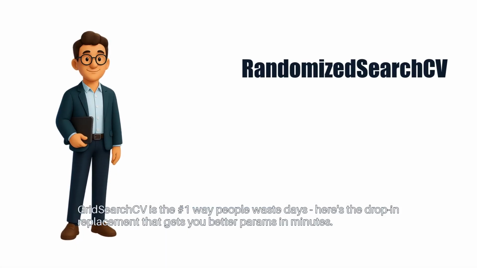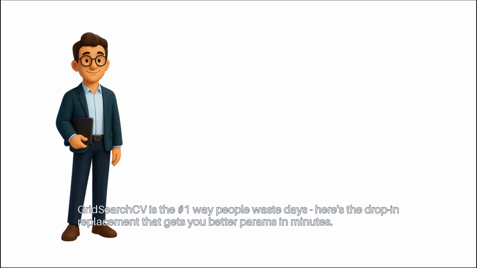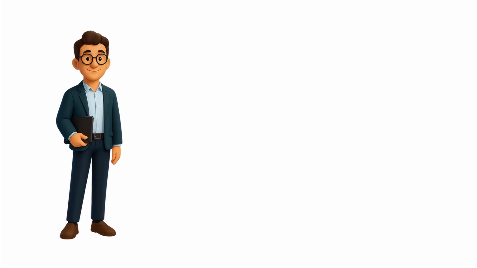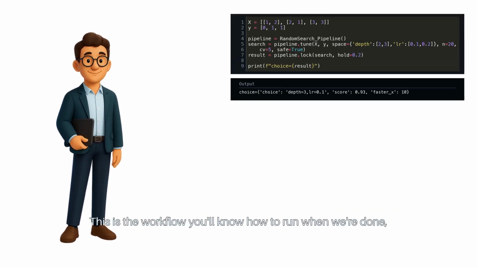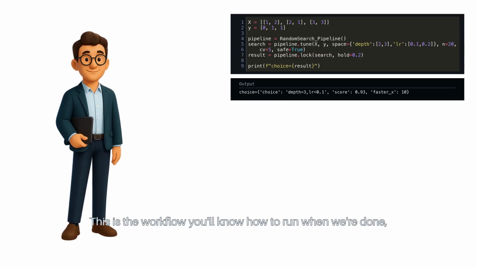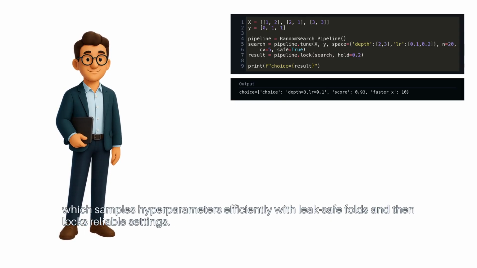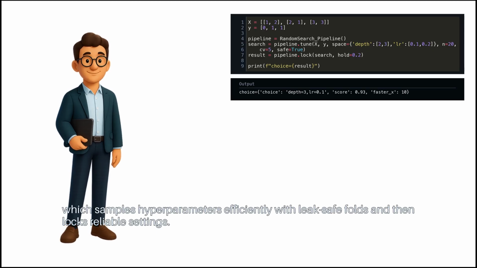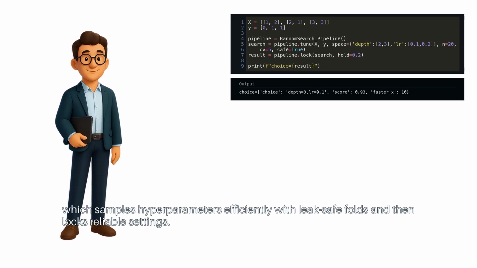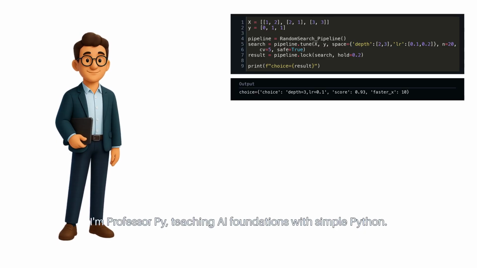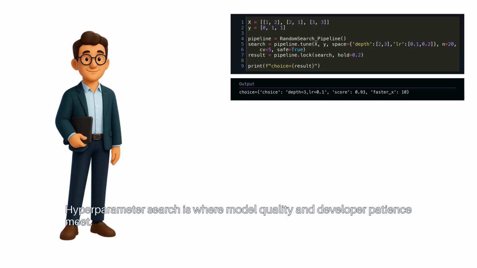GridSearchCV is the number one way people waste days. Here's the drop-in replacement that gets you better params in minutes. This is the workflow you'll know how to run when we're done, which samples hyperparameters efficiently with leak-safe folds and then locks reliable settings. I'm Professor Pi, teaching AI foundations with simple Python.